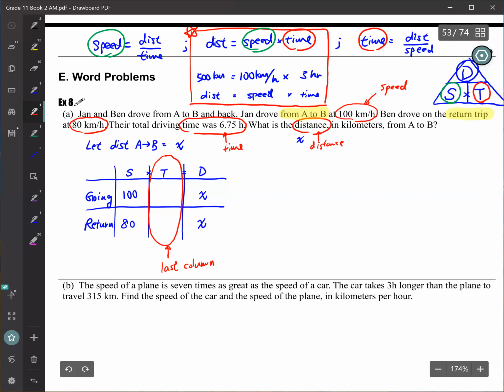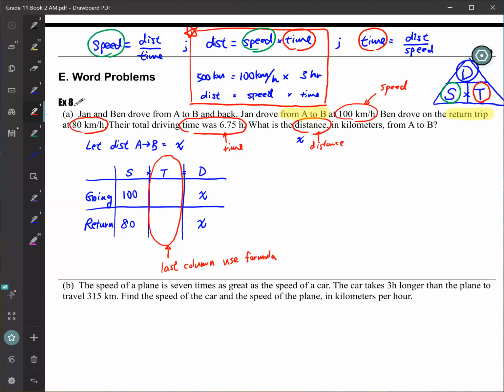Okay, last column, you cannot fill that in from the question. So you have to get the last column by using a formula. You will always have 2 columns you are able to fill in, and then you have 1 last column, you cannot get anything from the question.